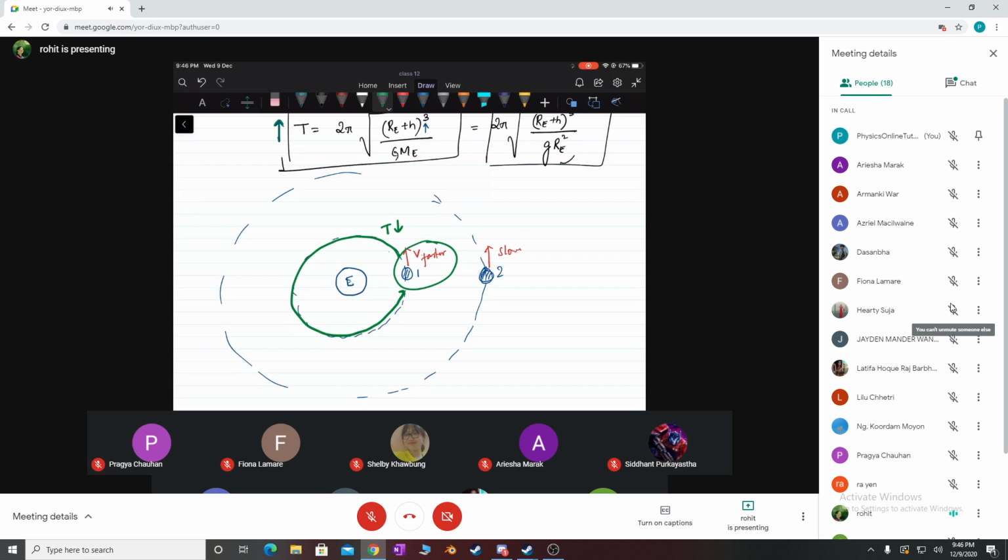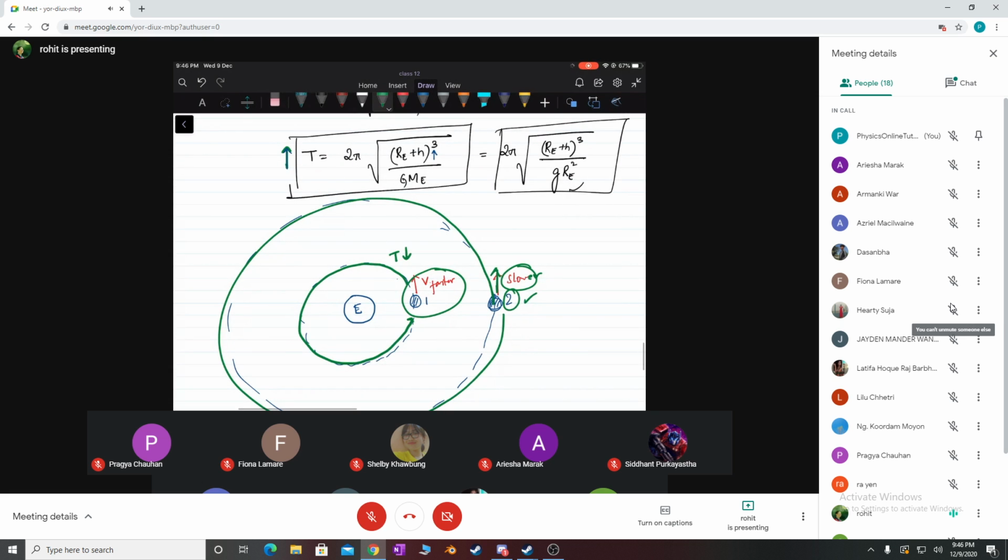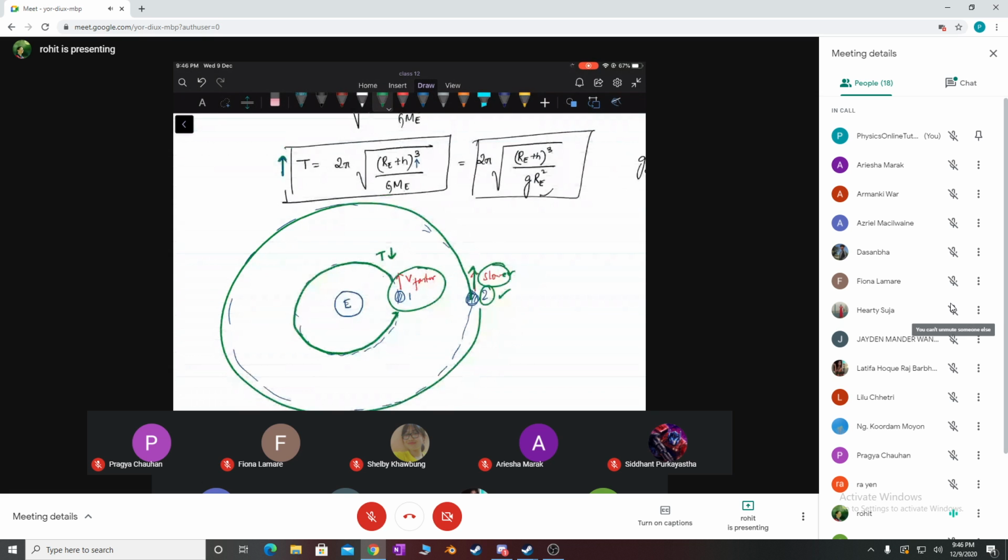What about this one? It is moving slower also because it is very far, and it has to cover a lot of circumference also. So obviously, number two satellite, what do you think? It will take more time. That's why you can understand more height means the satellite is going to take more time. I hope you got my point. I think it's okay, right, guys? Yes, sir. That part is clear.